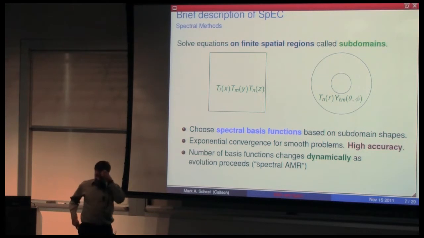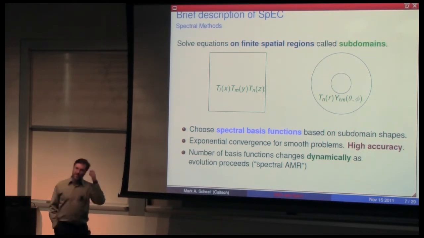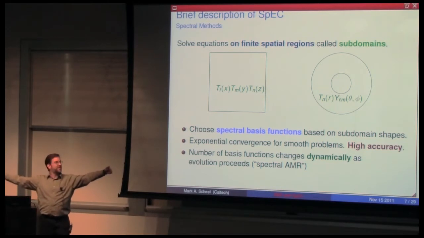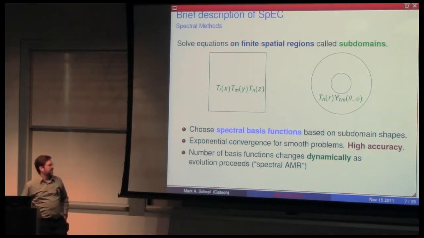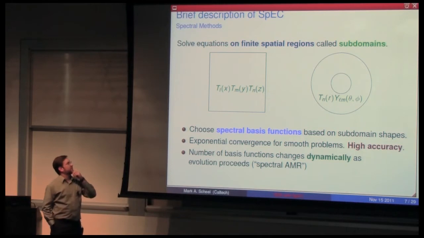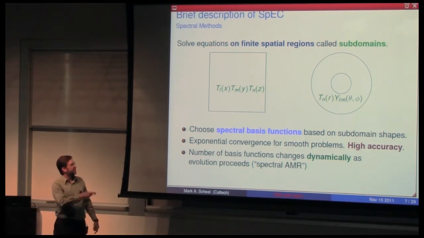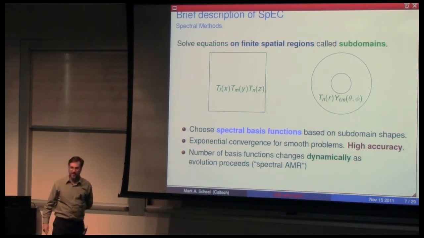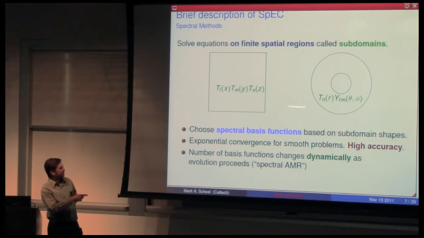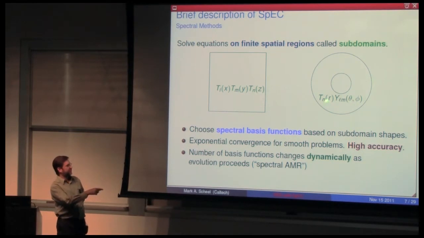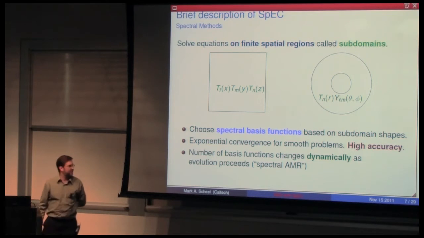So how does SpEC work? What we want is to solve Einstein's equations for 2 black holes on some extended volume, preferably all the way out to infinity, but right now we have a finite outer boundary. What we do is divide up the 3-dimensional space into a series of finite spatial regions called subdomains, and these subdomains could be of different shapes. One of them might be a spherical shell. One of them might be a cube, for instance, or a distorted cube. We choose spectral basis functions based on the subdomain shapes. So for instance, in a cube you might choose Chebyshev polynomials in each direction. In a sphere, you might choose Chebyshev in radius and spherical harmonics in angle.